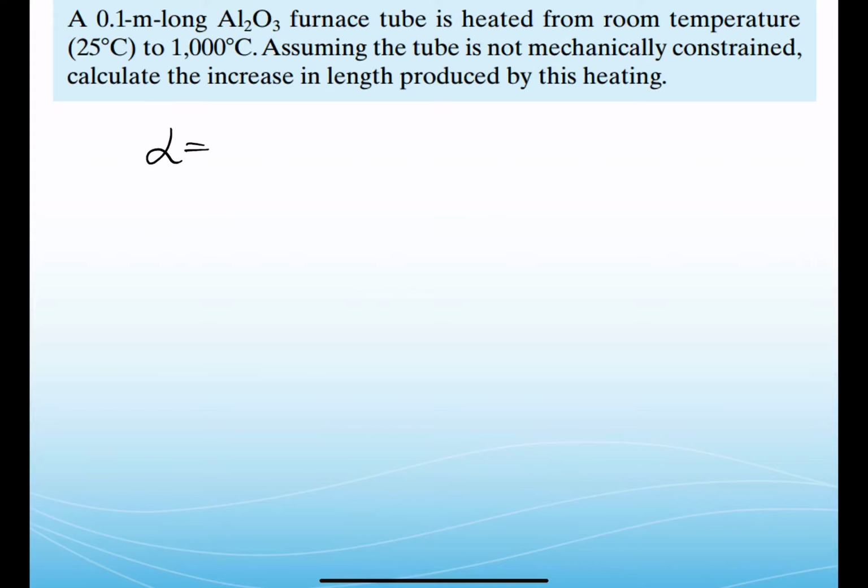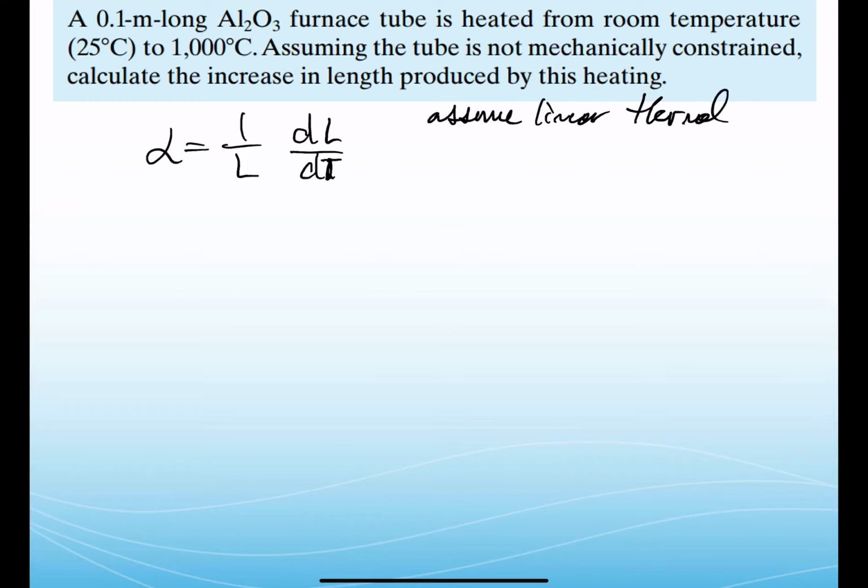Okay, so we said a moment ago that we were going to use alpha is equal to 1 over L dL by dT. And to answer this question, we must make an assumption. We'll assume that there's a linear thermal expansion effect here, okay? So assume linear thermal expansion, which allows us to rewrite this equation as alpha is equal to 1 over L delta L by delta T.